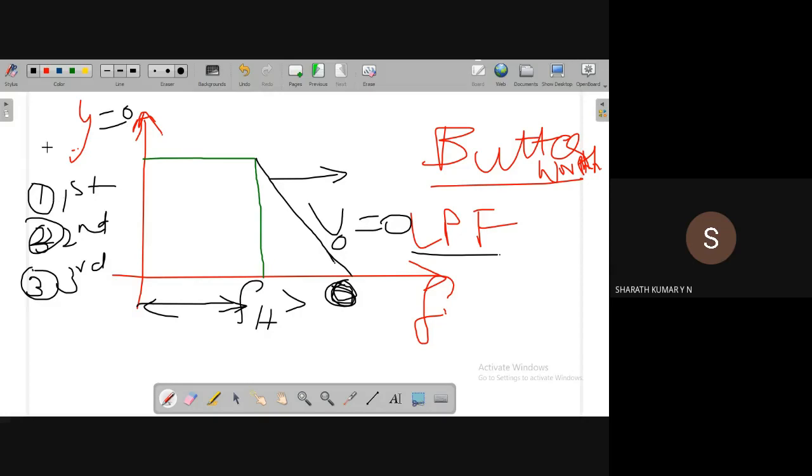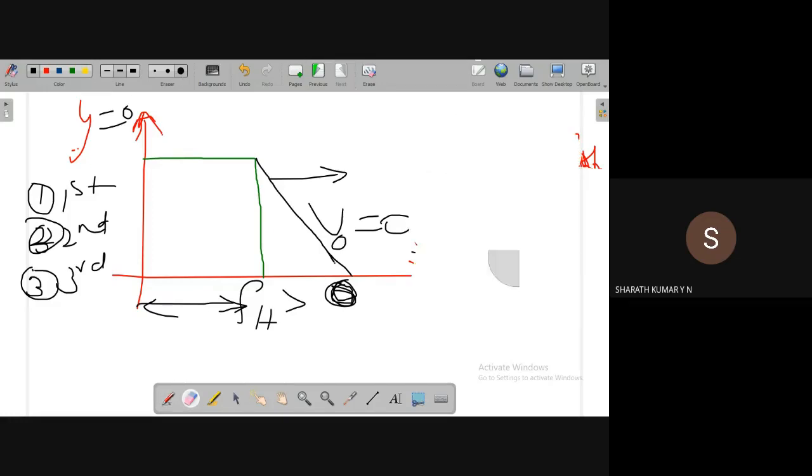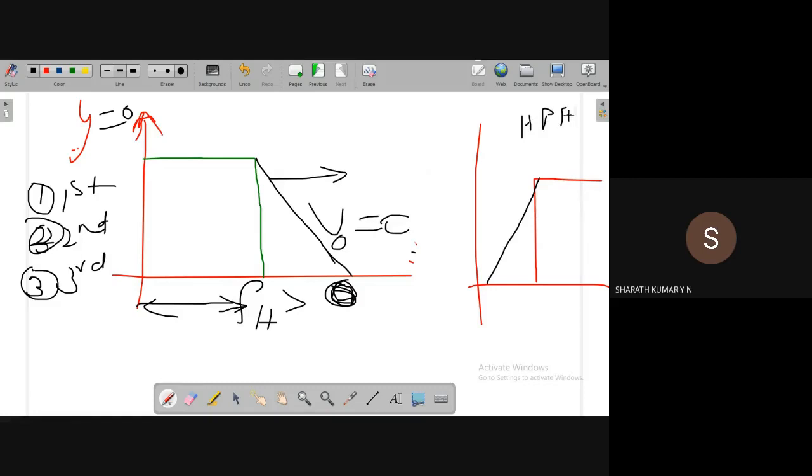So what is the order of the filter? Let us consider the high pass filter also. In a high pass filter, ideally it should be like this, but practically it will be something like this. So either in a high pass filter or a low pass filter, the gain changes gradually.